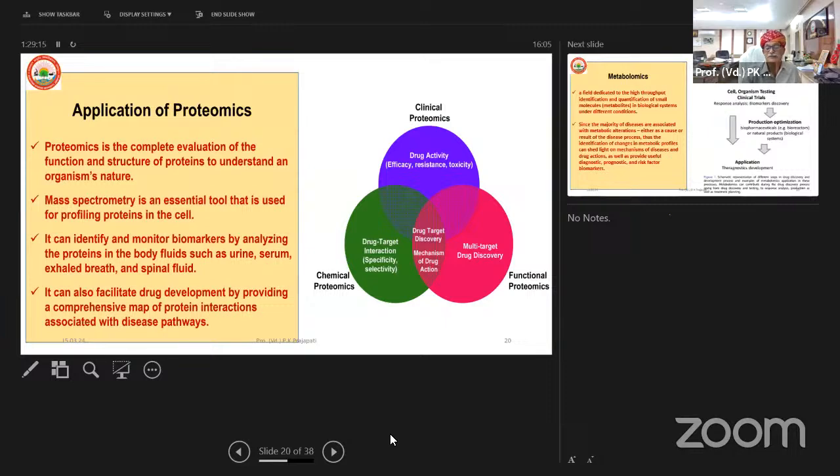Application of proteomics is also very important nowadays. Proteomics is the complete evaluation of the function and structure of proteins to understand an organism's nature. Generally, when we go to the chemical side or chemistry portion, or the biochemical or biotechnology side, we find this type of activity going on everywhere. Many modern scientists are focusing on this particular area for the development of new molecules, new drug combinations, new formulations. And it is very effective also.